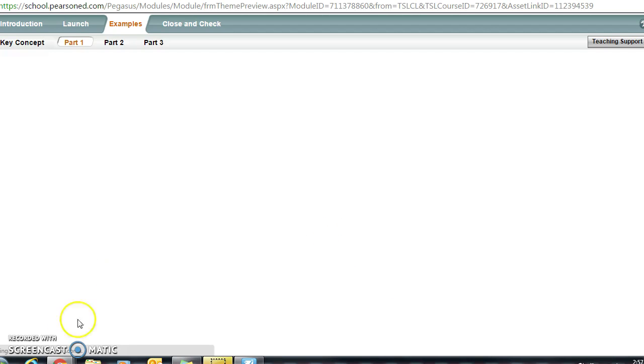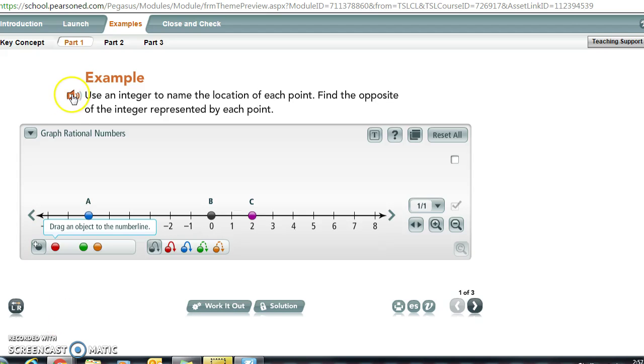Let's go ahead and try part 1. Use an integer to name the location of each point. Find the opposite of the integer represented by each point. So if you go on the back, I'm going to do this and then I'm going to have you follow along. I know that this will be 2. This will be 0. So what's the opposite of 2? Well, the opposite of 2 is going to be -2. Opposite of 0, I can't do. Opposite of -6, well, I know that's going to be 6.